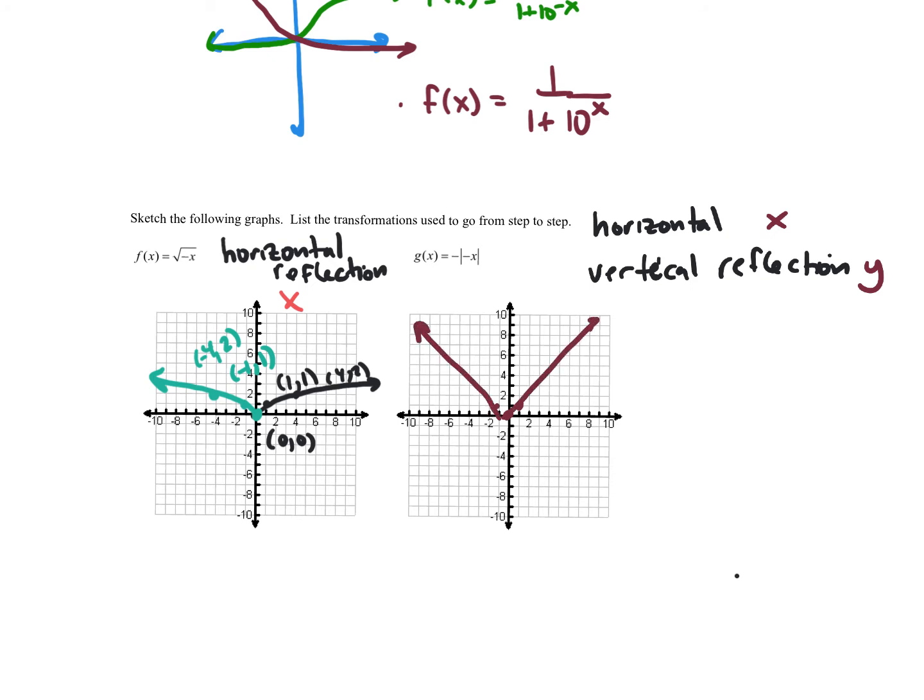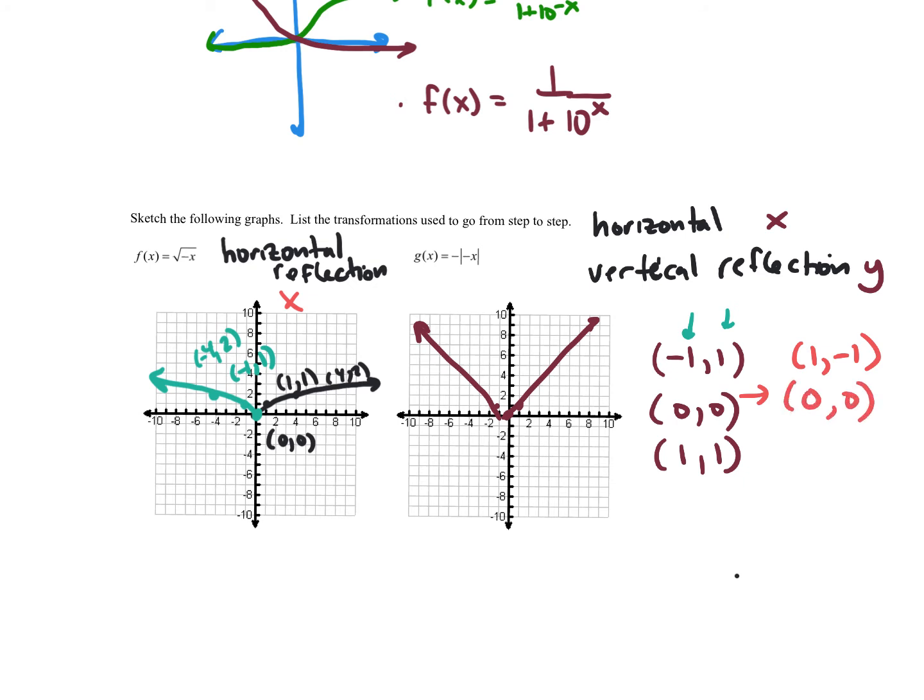So if I think about some points on an absolute value graph, negative 1, 1, 0, 0, 1, 1, you can just think about, because the absolute value of negative 1 is 1, absolute value of 0 is 0, absolute value of 1 is 1. So I'm basically going to change the x and the y to the opposite side. So that's going to make this 1, negative 1. It's going to make it 0, 0, and it's going to make it negative 1, negative 1.